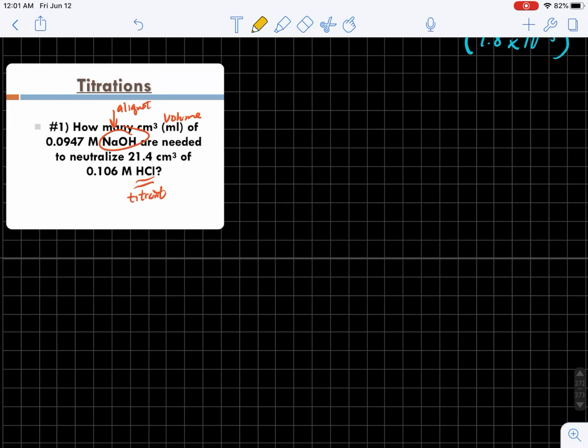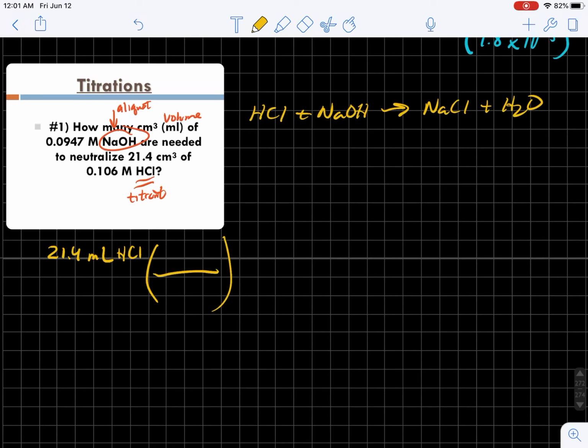All right, now the balanced equation for this. We could use net ionic here. That would work, but let's go molecular because you're used to doing calculations off the molecular, not the net ionic equation. So that gives me NaCl plus water. And we're going to start with what they give us. Start with the titrant. We use 21.4 milliliters of titrant. We're going to convert that to liters. Why? Because molarity is in liters.